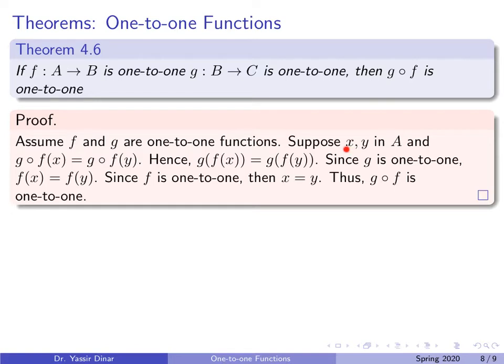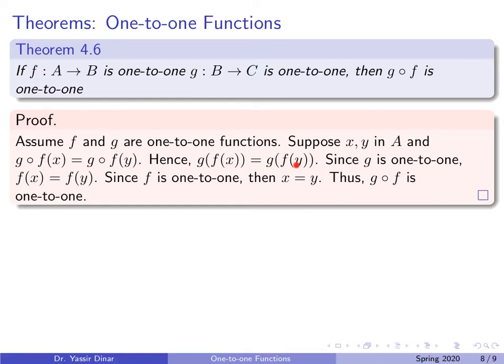So I will assume that f and g are one-to-one functions. I will take two elements x and y in the set A and assume that their images under g circle f are equal. So g circle f at x is the same as g circle f at y. But by the definition of the composition of functions, we will have g of f of x is the same as g of f of y.